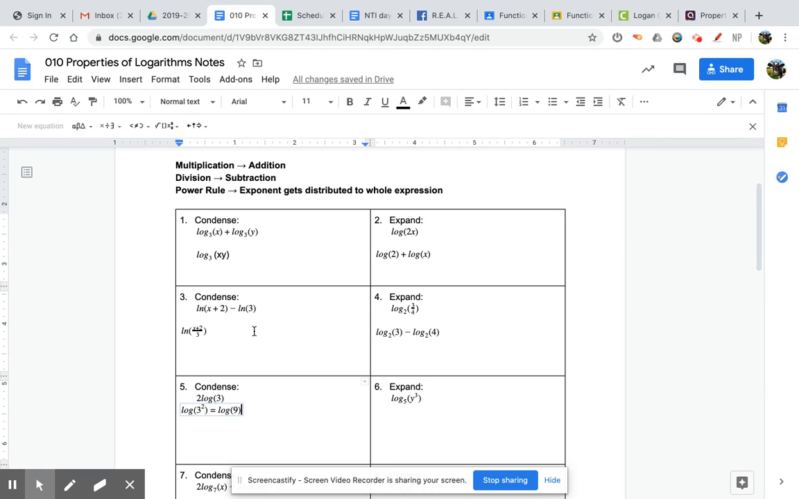So that one can actually be simplified. The others that we've done so far, you really couldn't. But I know what 3 squared is, so I go ahead and say that that's 9. Okay? Very last one, I'm now going in reverse.